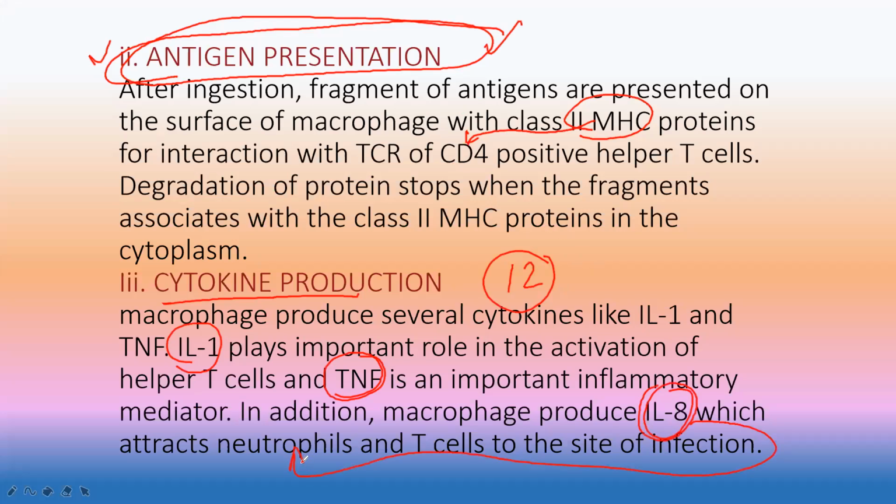This tumor necrosis factor stimulates Th1 cells. Interleukin 1 acts on CD4 cells, okay? So these are the cytokines. They also give a message to the CD4 cell. They stimulate Th1 cells, and they also attract neutrophils. For neutrophils, we have interleukin 8, for chemotaxis of neutrophils to the site of infection, okay?